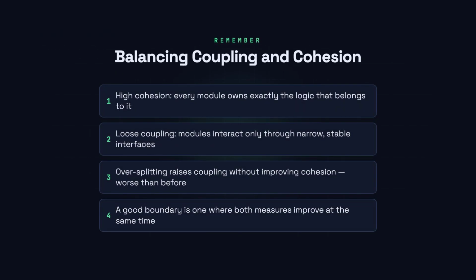High cohesion keeps each module focused and self-contained. Loose coupling keeps the connections between modules minimal and stable. Neither principle alone is enough. A system can be tightly focused yet still deeply entangled. When you evaluate any design decision, check both. Does this split make each piece more coherent, and does it reduce the dependencies between pieces? If the answer to both is yes, you have found the right boundary.